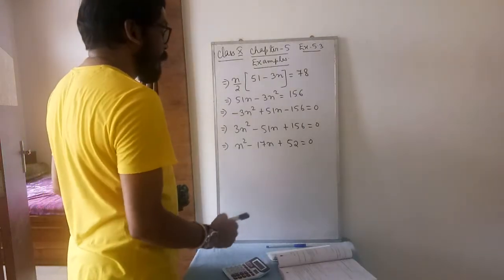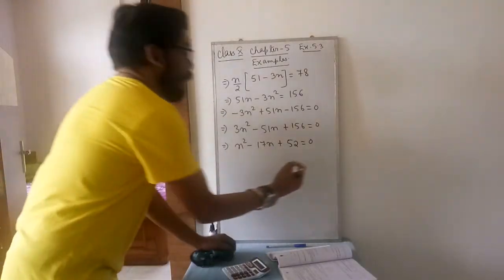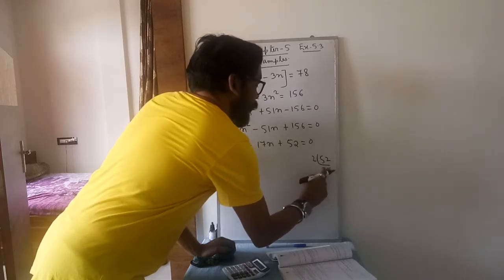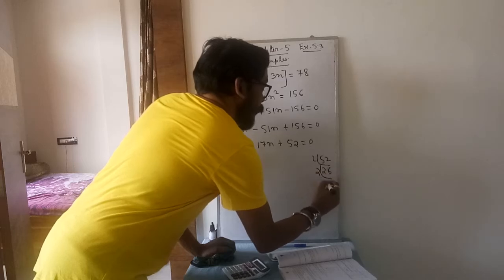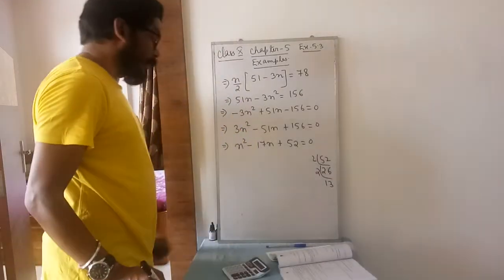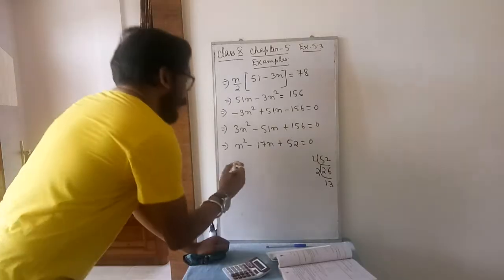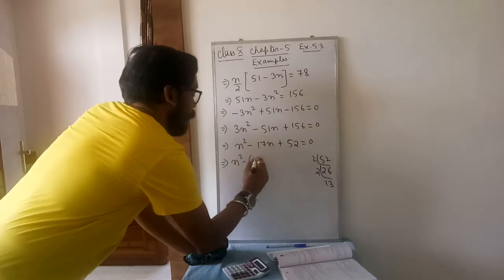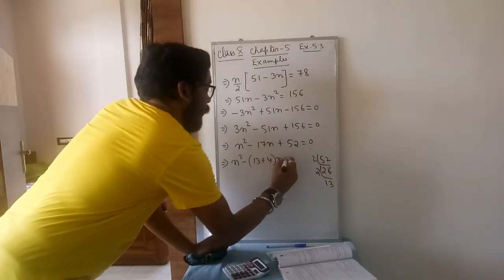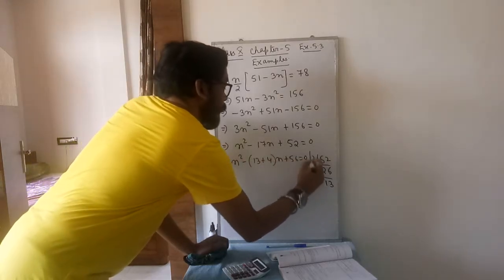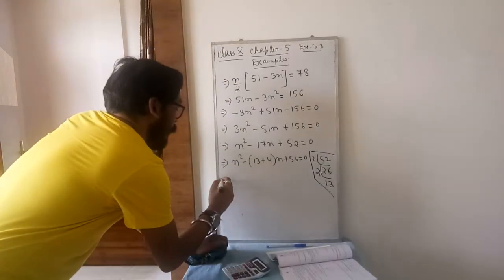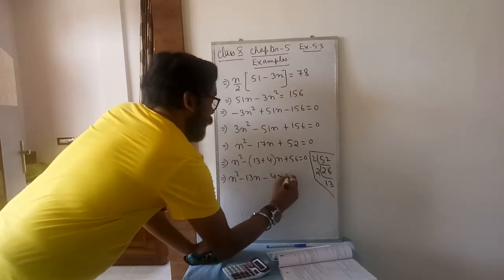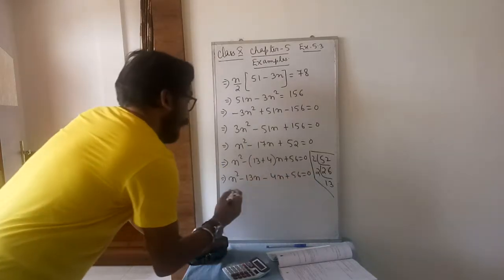Now you can go for the middle term. If you go for the middle term, you see 52, that is 13 times 4. So 13 plus 4, what can you go? 13 plus 4, minus minus, because the last is having plus. So n square minus 13n minus 4n plus 56 equal to 0. You can remove the bracket: 13n minus 4n plus 56 equal to 0.